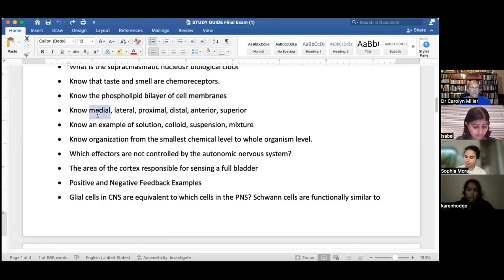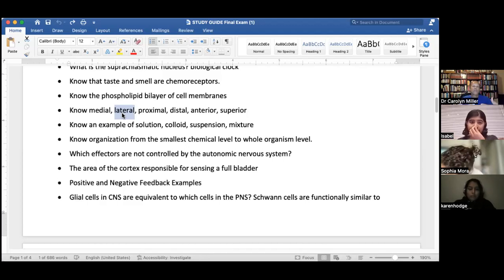Now medial: the nose is medial to the eyes. Lateral: the eyes are lateral to the nose. Proximal: the elbow is proximal to the wrist, coming back inward. And the shoulder, the elbow, the wrist: the wrist is distal to the elbow. So distal is distant, going away. Proximal, coming in toward the body.